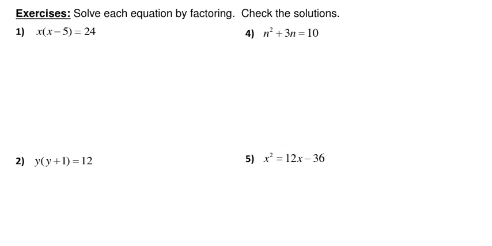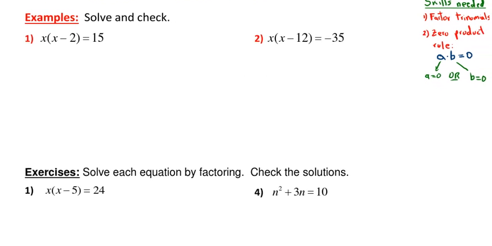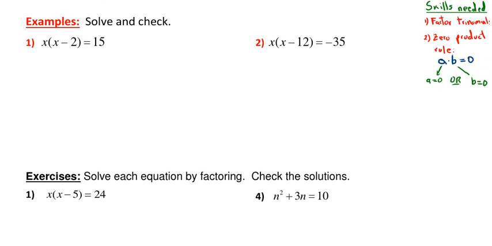Today, however, we're doing exercises that look like number 1, number 2, and number 3, which look a little bit different. So we're going to see how we solve them. In the first example, we have x multiplied by x minus 2 equal to 15.